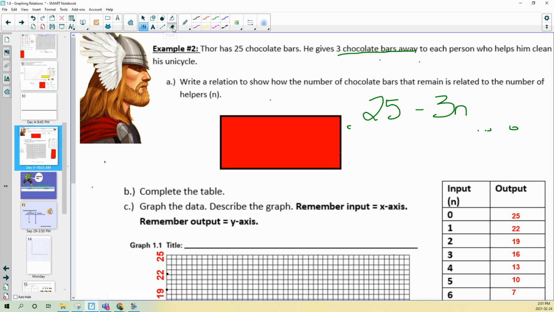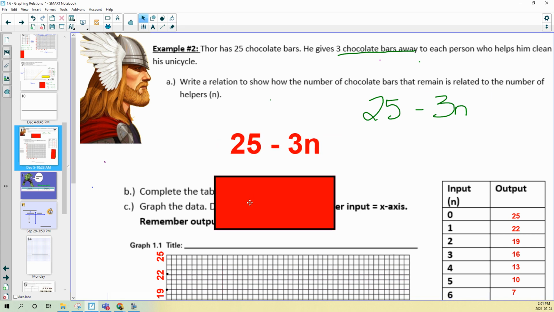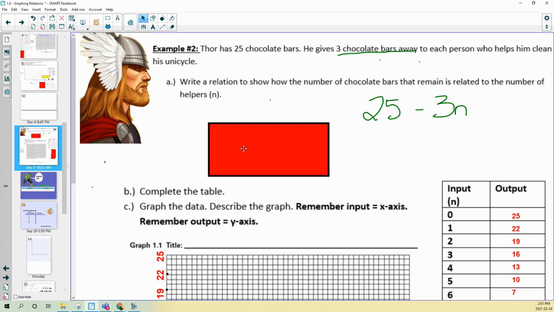If I had 2 friends, then I'm taking the 3 chocolate bars, timesing it by 2, that would be 6. So every time, this would be representing the helpers, and I'm timesing it by 3 because they each get 3 every time. Okay, so let's just double check if the relation is correct. It is 25 minus 3n.